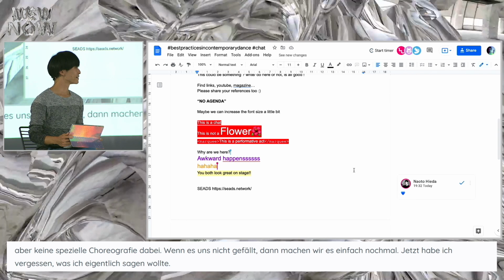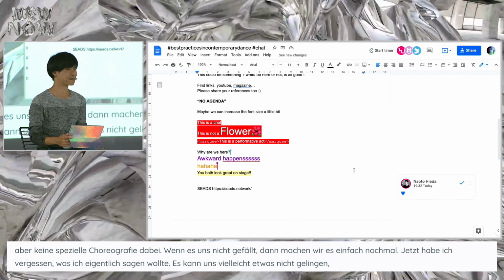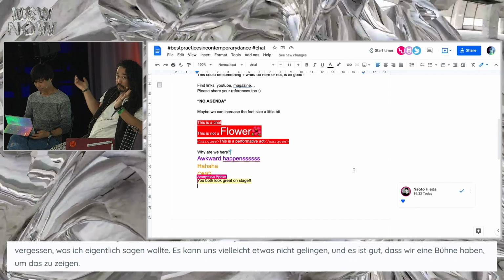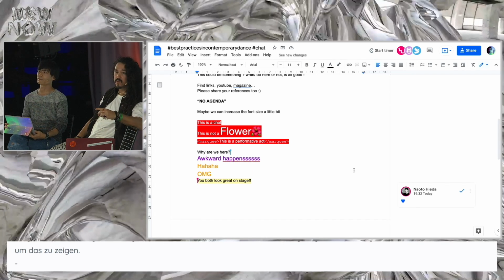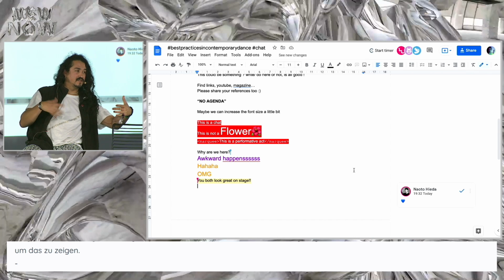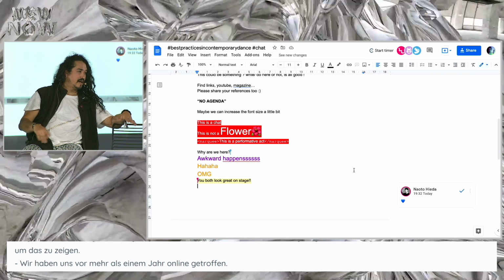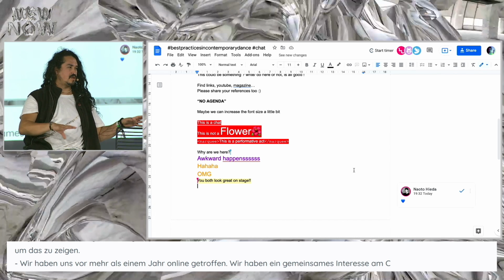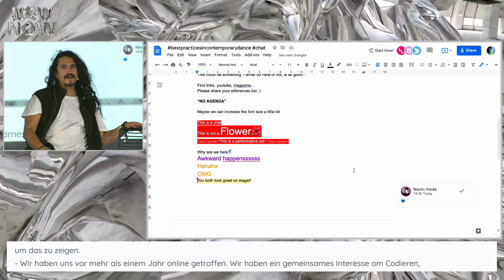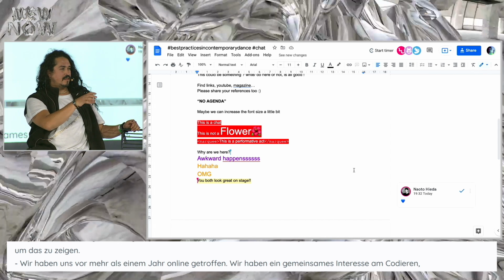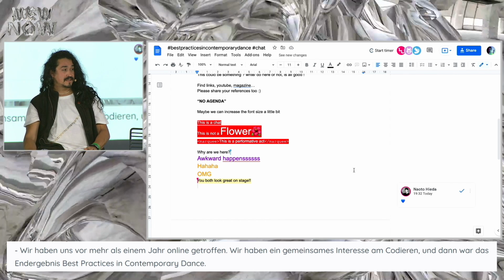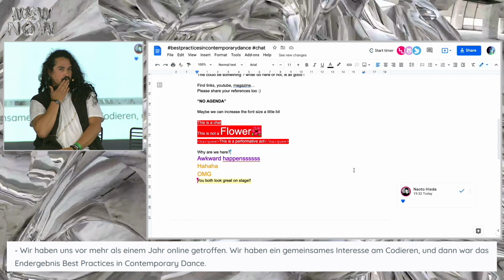Actually, something we can share is that we met more than 1 year ago online, and then we started just doing something, and we didn't know what it was. We have this interest in coding and dance, and we kept on meeting, and at some point we said, wow, this is something, and we ended up with best practices in contemporary dance as a kind of inside joke, because if you speak in the contemporary dance field, you will never say that there is a best practice in somatic practices, right? It's just, how dare you say that?